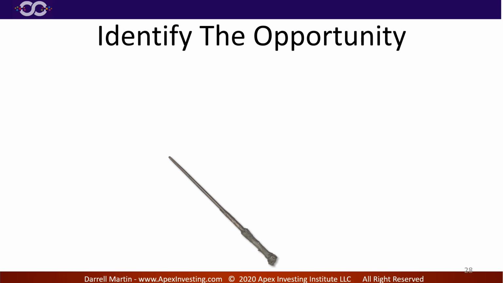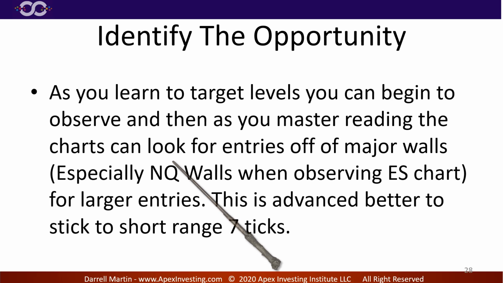Okay? Now, identify the opportunity. As you learn to target levels, you will begin to observe them. And as you master reading the charts, then you can look for entries off of major walls, especially NASDAQ walls. Even when you're observing the ES chart, you can look at the NASDAQ walls for those larger runs on those entries. This is advanced. It's better to stick to the short range to begin with until you learn to really target levels, but many of these trades will take off.